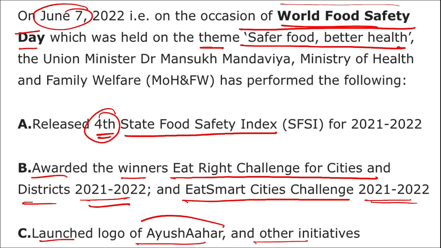Then launched the logo of Ayush Ahar and other initiatives. So the logo of Ayush Ahar was also released by Dr. Mansukh Mandavia on 7th of June. That is the occasion of the World Food Safety Day, and the theme for the World Food Safety Day will be Safer Food, Better Health.